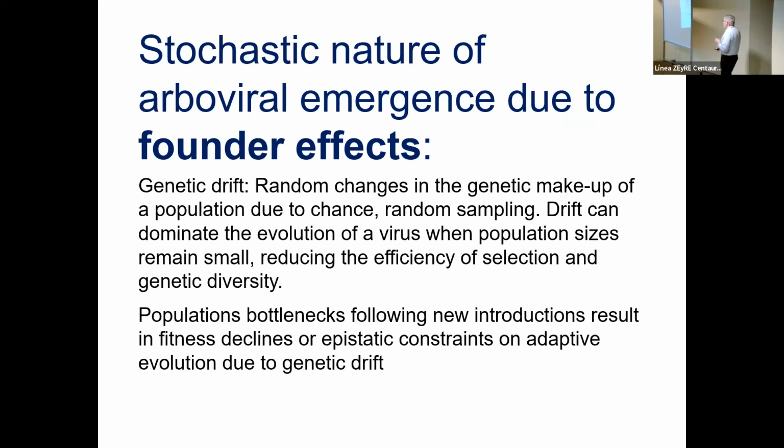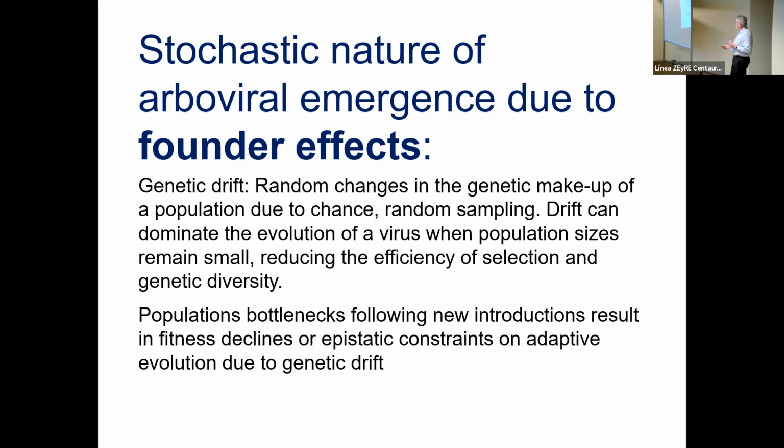So I want to talk about a couple of other evolutionary principles. So I showed you some examples that I think are what most people focus on for virus evolution, which is adaptive or Darwinian evolution. Mutations occurring at random that have a positive effect on fitness and are selected from the population. But there are other kinds of effects, like founder effects, that we think are equally important.